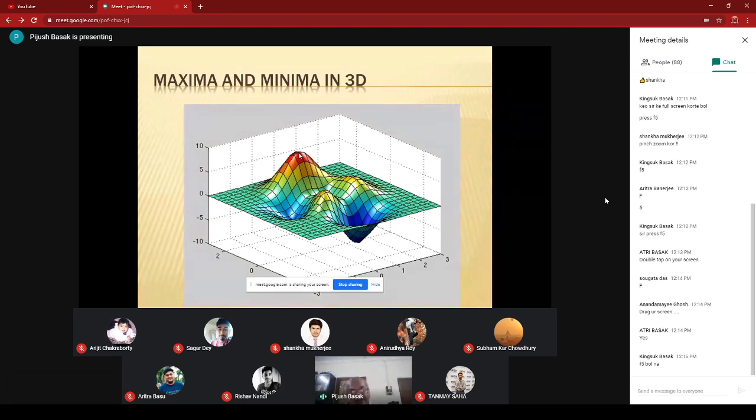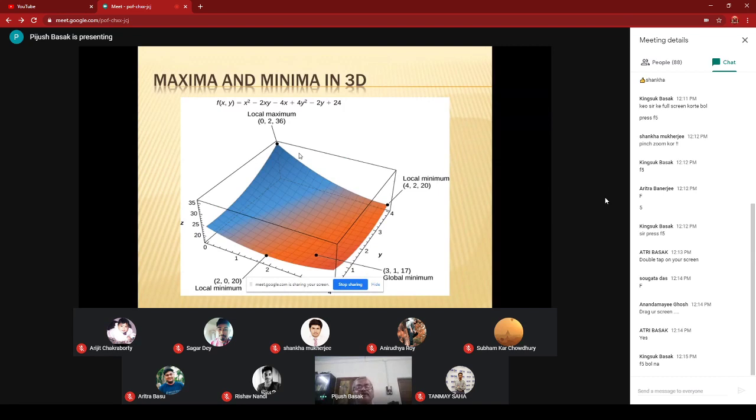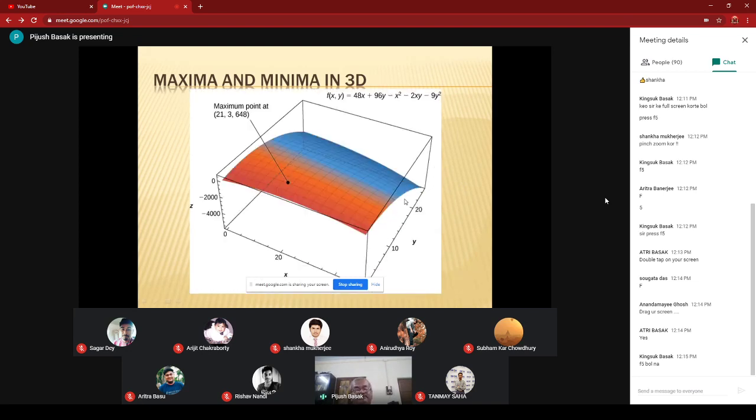But what I am doing, we should be clear about it. Then this is the maximum minimum in 3 dimensions. Here you see the local maximum. It is 0, 3, 0 in this coordinate. The local minimum is 2, 0, 20. Here it is 3, 1, 17. 3, 1, 17 is the global minimum, because no point will come down lesser than 317, and this is a local minimum. This is 4, 2, 20. Next diagram.